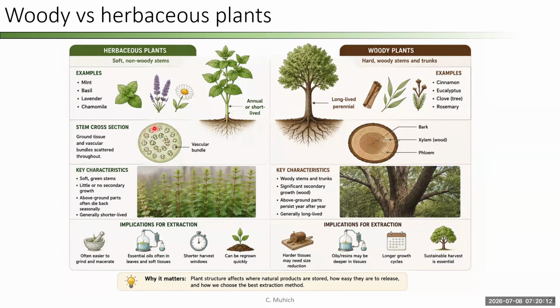So in the herbaceous plants, they tend to be distributed throughout the cross section, whereas in our woody plants, we end up having our dead structural ground cells in the middle. Then we have the xylem and phloem situated near the edge, and then finally the bark on the outside.